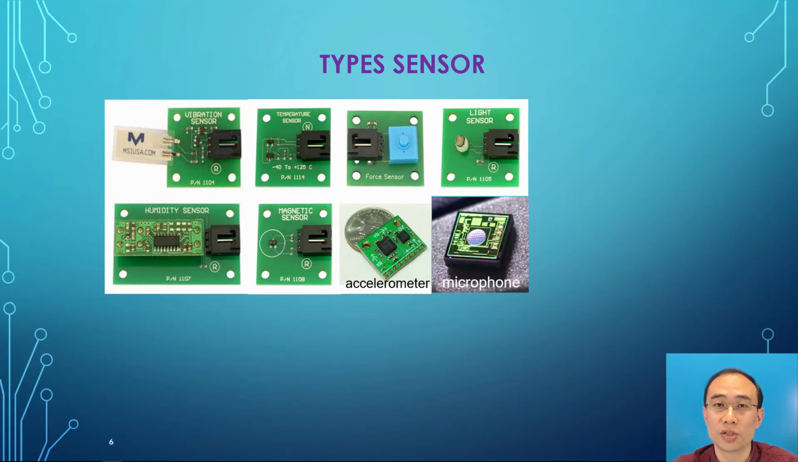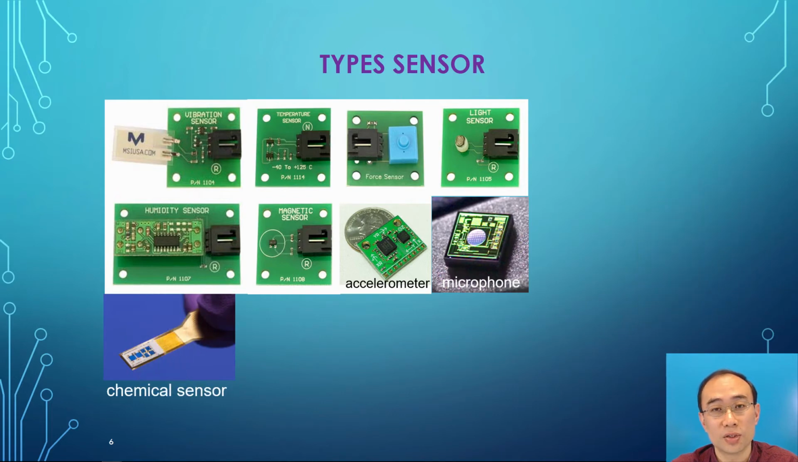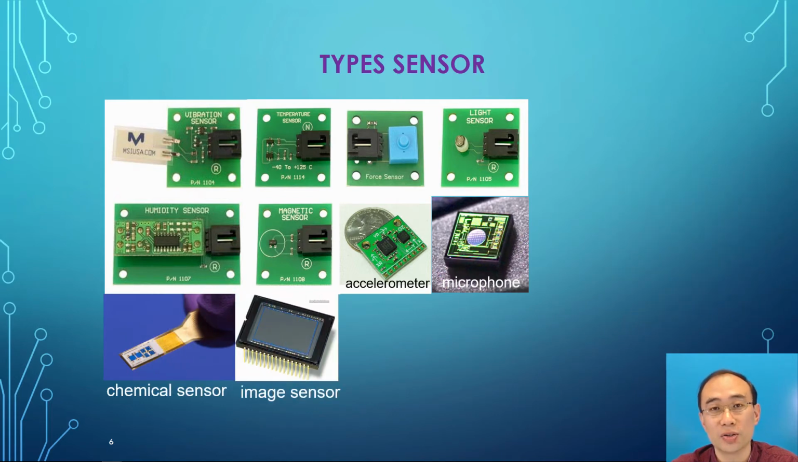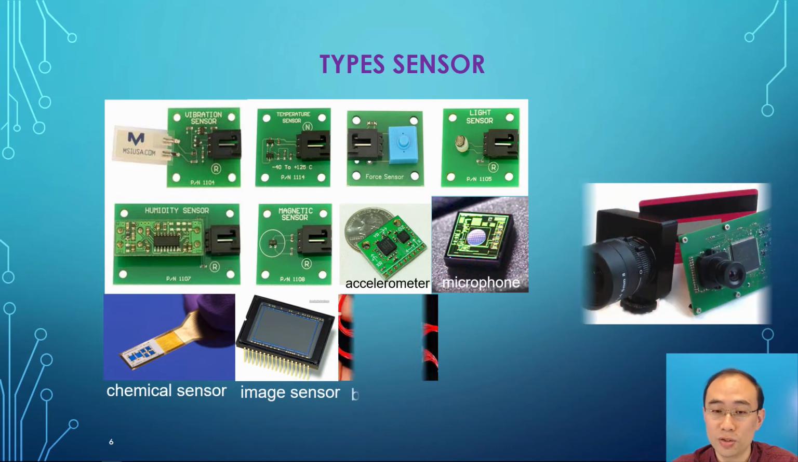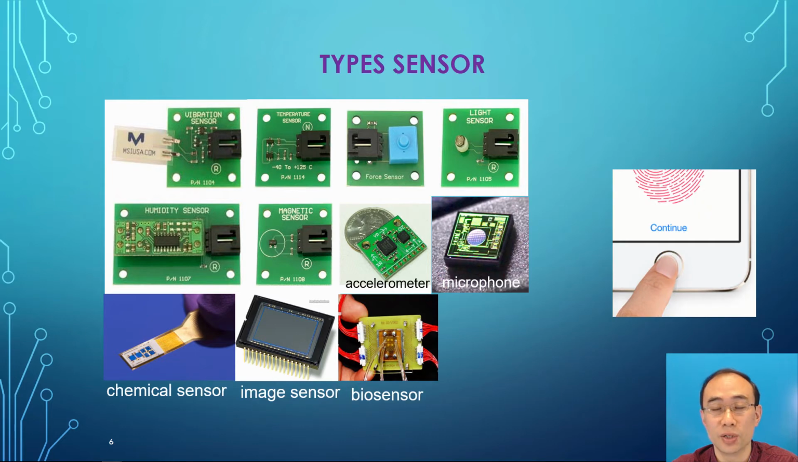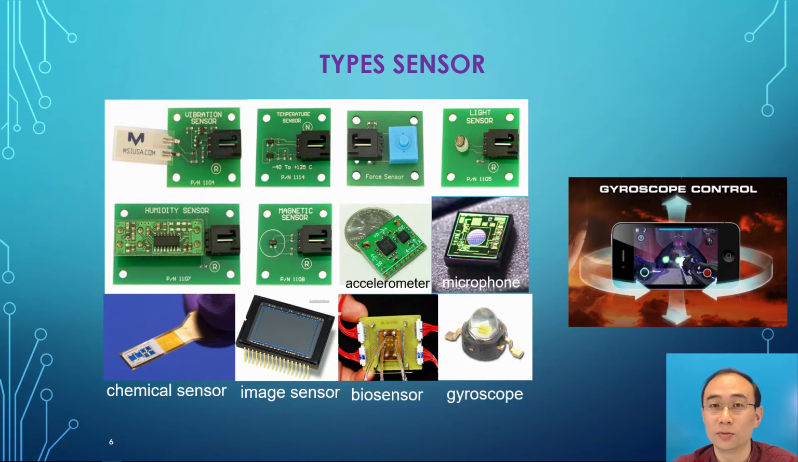I'm sure you have used a microphone in your daily life. Chemical sensors can help to detect toxic gas. Image sensor are there in cameras. Biosensor, we use it in our fingerprint readers. And the gyroscope is the device which makes mobile phone games possible. So basically, we have different types of sensors.